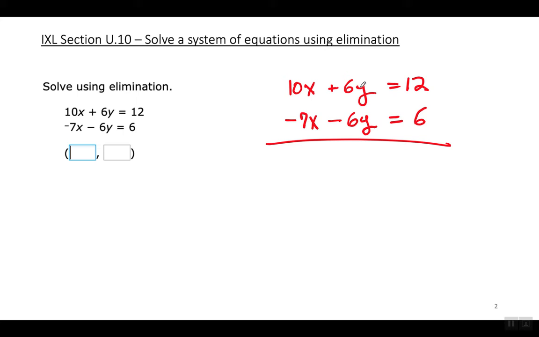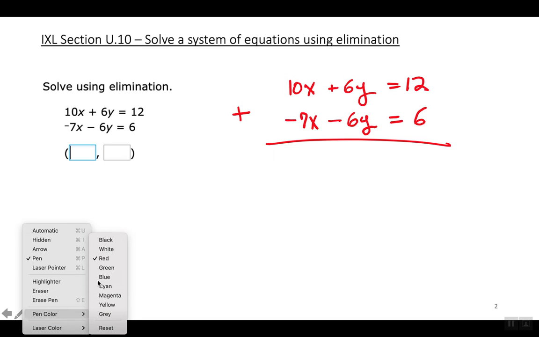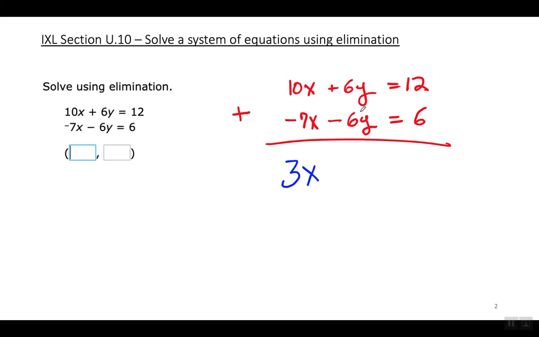Okay. Now, because I have opposite y terms, what I could do is I could add the two equations, all right? I could add them, and that's going to eliminate the y terms, okay? That's why it's called solving a system of equations using elimination. So when I add the two equations, right here I'm going to do 10x minus 7x, and that's going to give me 3x. 6y plus negative 6y gives me 0. So I'm not going to write it because that's what I wanted. I wanted to eliminate either the y terms or the x terms, one or the other. Okay, and 12 plus 6 will give me 18.